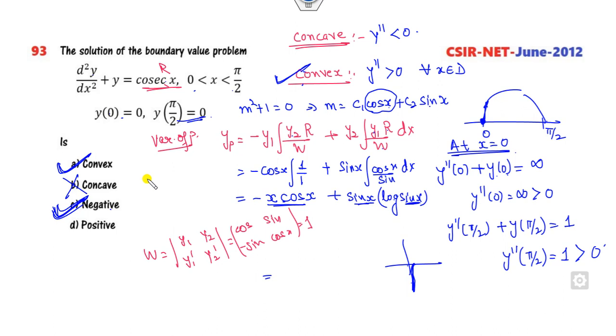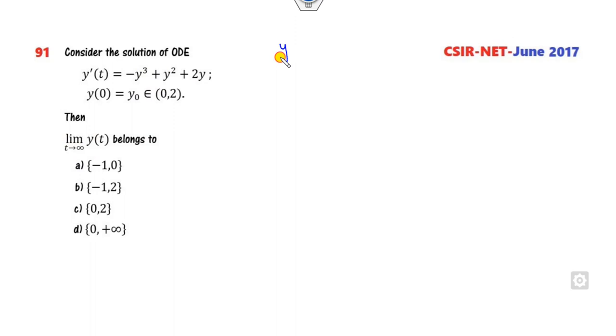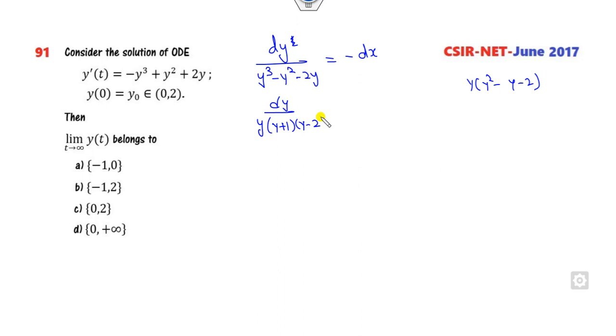Okay, you have to find the limit of the solution. So I can write this as dy by dx equals y cube minus y square minus 2y, with a minus sign. How can you solve this? I can take y as a common factor, y square minus y minus 2. So I can factor it as y plus 1, y minus 2. Now I can use partial fractions.